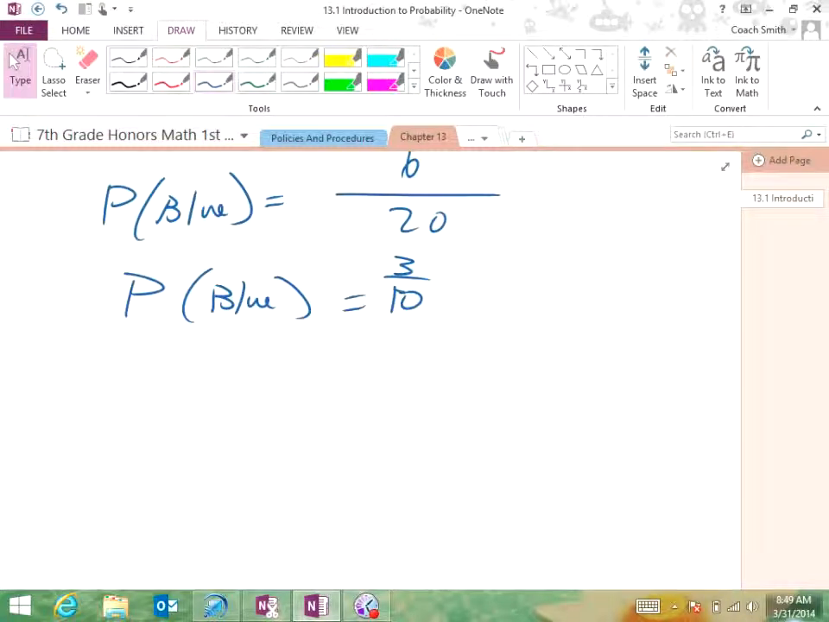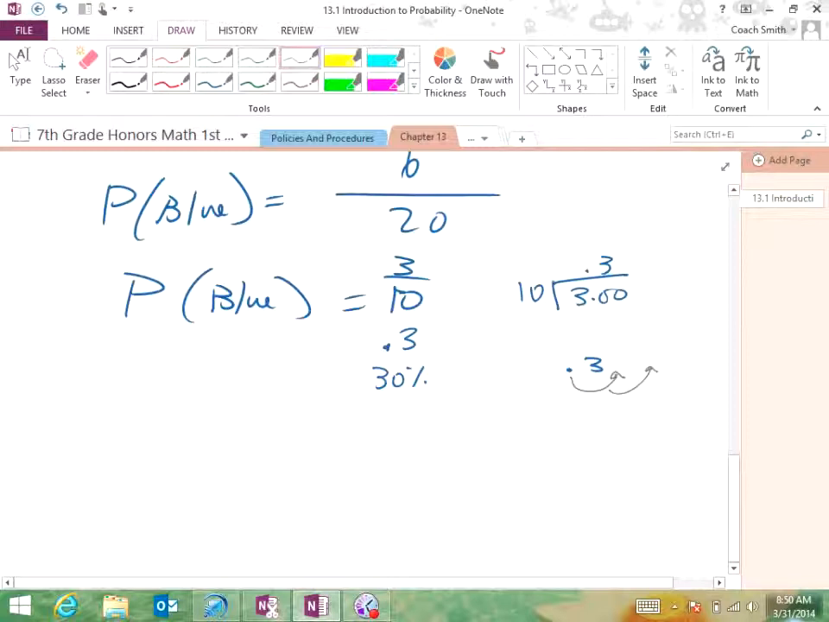Now, 3 over 10 as a decimal would simply be 10 into 3, but you should know that is 0.3. So 3/10, 0.3, which makes it as a percent what? 30%. Because remember, to change 0.3 to a percent, we simply move the decimal 2 places to the right. And so all 3 of these is the answer. So it's a 30% probability that you're going to pick a blue one.